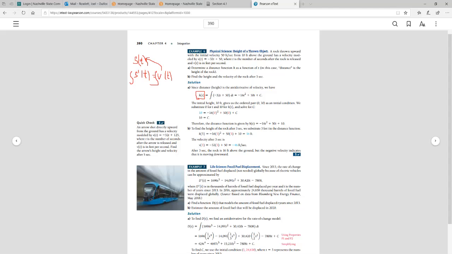We're going to take the velocity, we're going to take the integral of -32t, and by the way, that -32 you're going to see quite a bit when you're dealing with these types of problems, because an object tends to fall at the rate of -32 feet per second. So let's see, we have -32t plus 50.